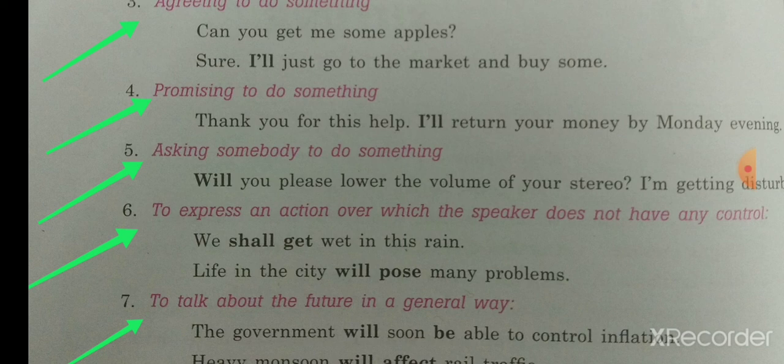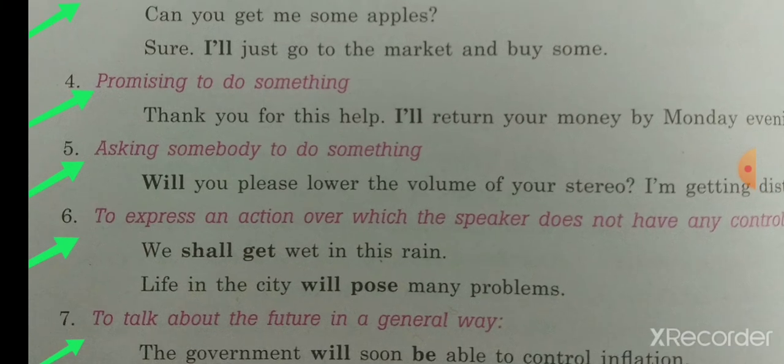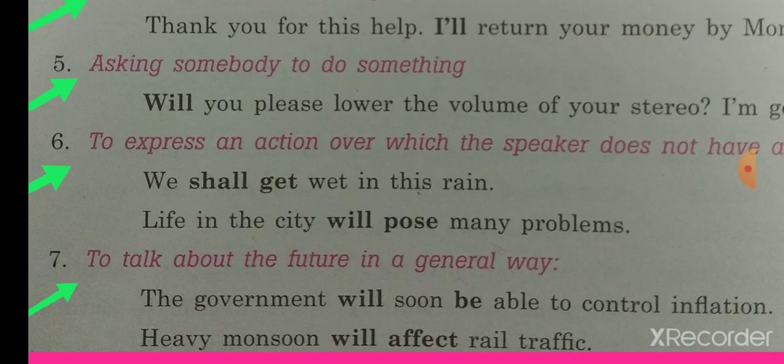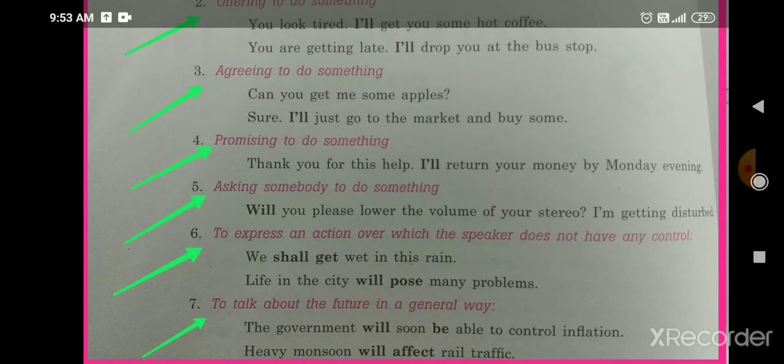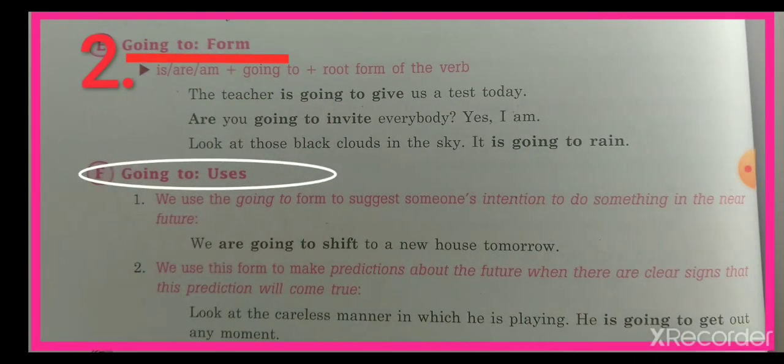To express an action over which the speaker doesn't have any control, like we shall get wet in this rain. So here over this action the speaker doesn't have any control. Such actions can also be expressed by using will or shall. To talk about the future in a general way, like heavy monsoon will affect rail traffic. So here you are just speaking of the future in a general way. Here also you can use will or shall. So these are the uses of will or shall.